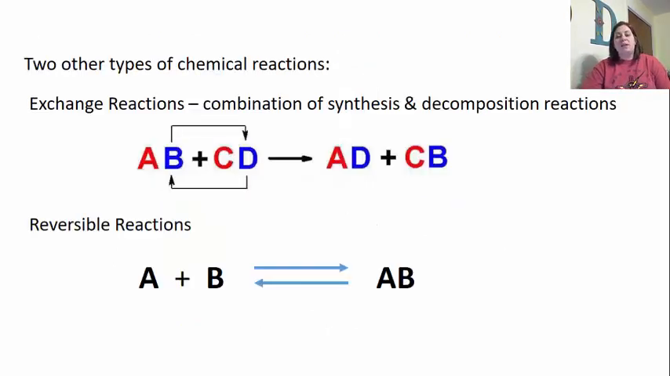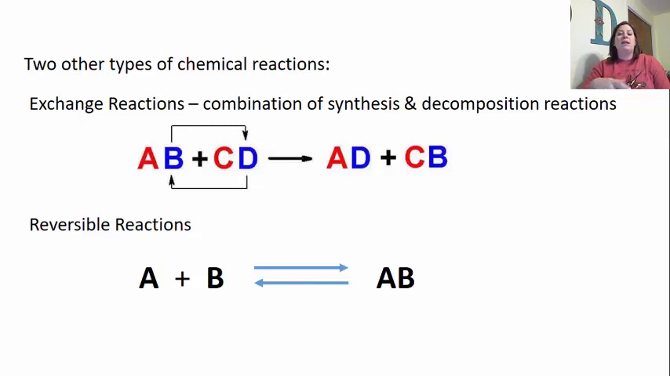There are two other types of chemical reactions. One is an exchange reaction, and this is where it's a combination of synthesis and decomposition, because we have to break A and B apart and C and D apart, and then we are going to synthesize and put them together in a different way. So in this case, you had AB plus CD. It breaks apart and rebuilds into AD plus CB.